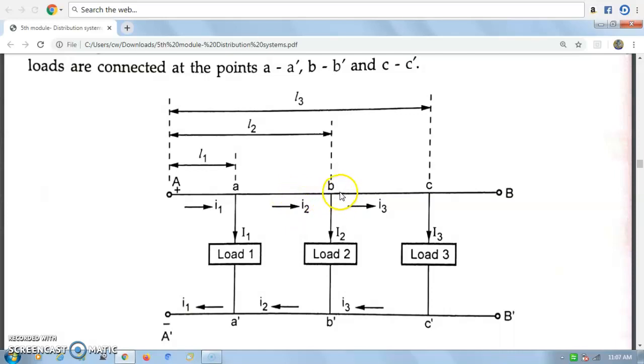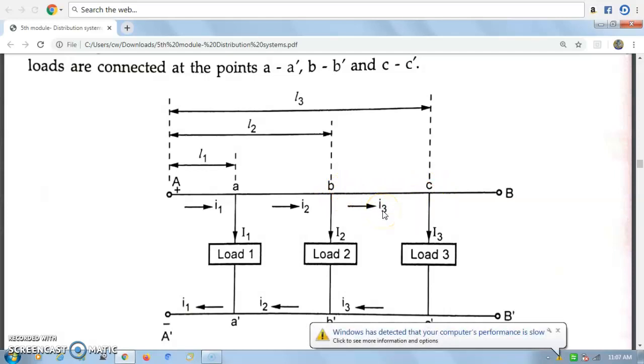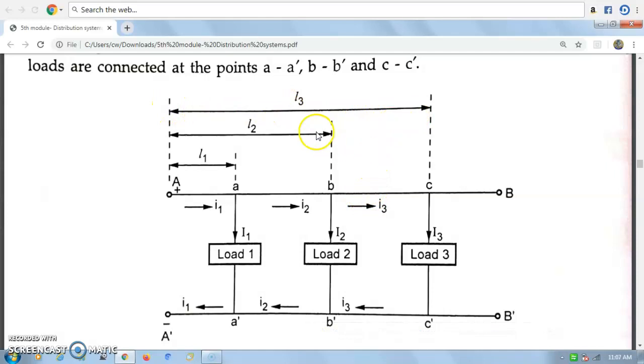Next, consider the section small b to C. Current is I3. You have to consider length into current into resistance for the total drop from B to C. Therefore, the length is how much? The total length is L3, and L3 minus L2 is the remaining length from B to C. Therefore, L3 minus L2 into I3 into R dash is the drop from B to C.